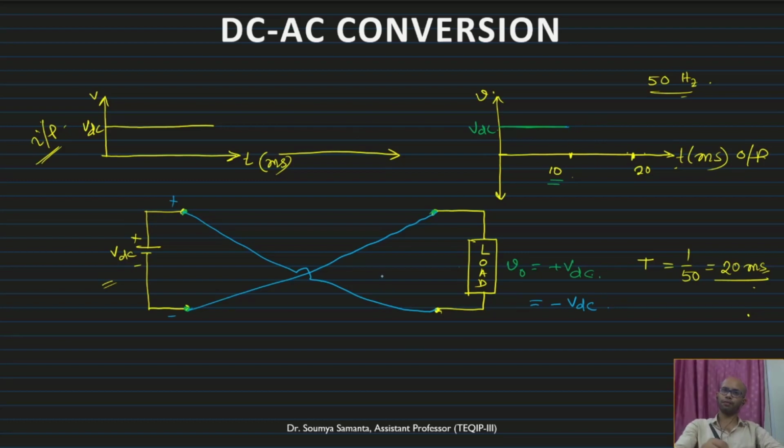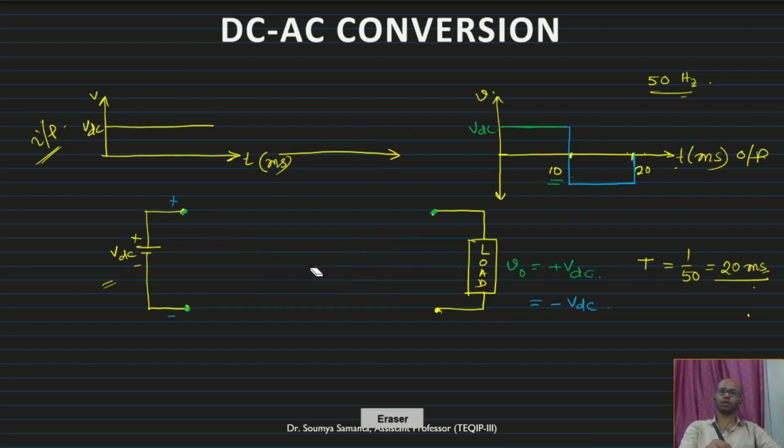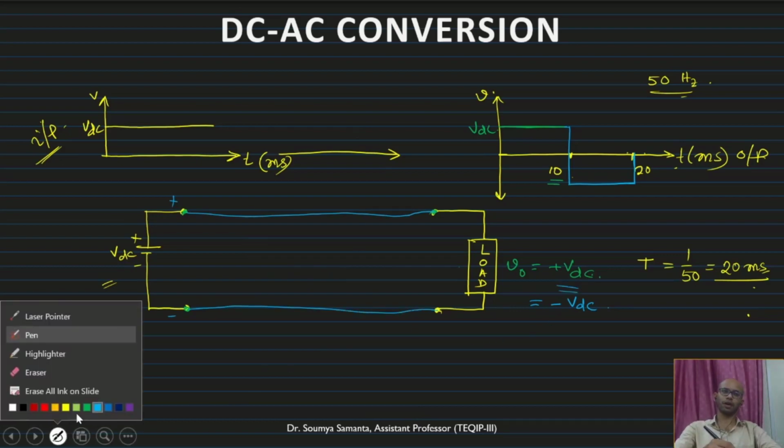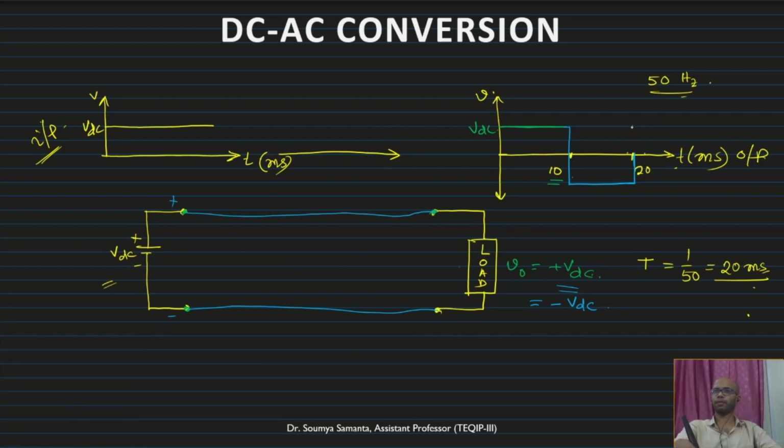So after 10 milliseconds, if I change, then what we will get? Minus VDC. Okay. Then again after this, if we change to the direct connection, we are connecting now again directly, then what we'll get? We'll get plus VDC, and this will continue. We'll get again plus VDC, and this will continue.